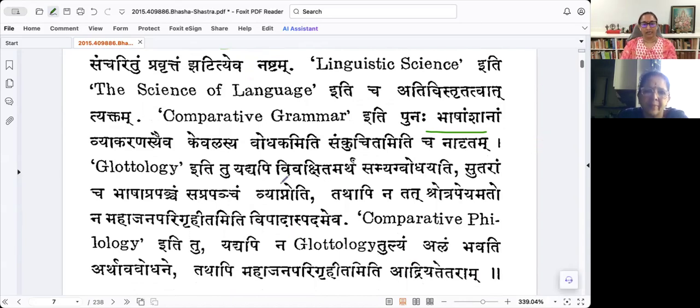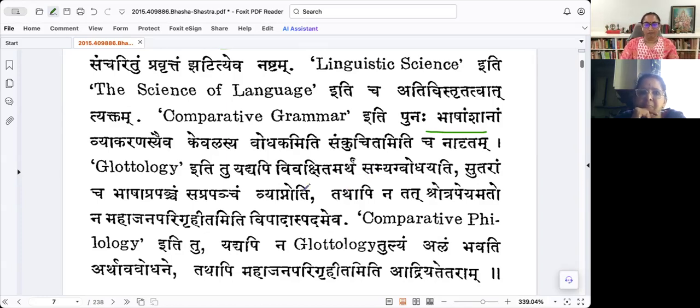So yadyapi vivakshitam artham samyak bodhayati, even though it is trying to explain to us whatever we want to know on the science, sutaram bhasha prapancham saprapancham vyapnoti, it also envelops the entire study of language. Still it is very difficult. Na shrotrapeyam, that is, it can be boring. That is why it's not been taken by people a lot.